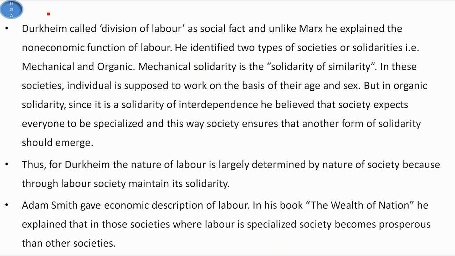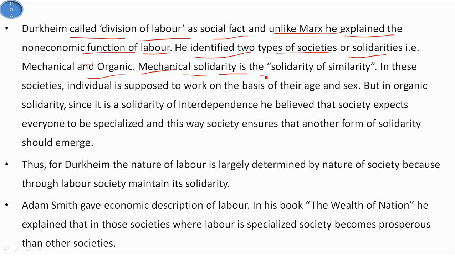Then we have Durkheim, who called division of labor a social fact, and a social fact is basically a way of acting and thinking which is external to the individual, constraining in nature and general in character. Unlike Marx, he explained the non-economic function of labor. He identified two types of societies or solidarities, that is mechanical solidarity and organic solidarity, which we have already taught in detail when covering Emile Durkheim. If you want to see that, you can watch it.